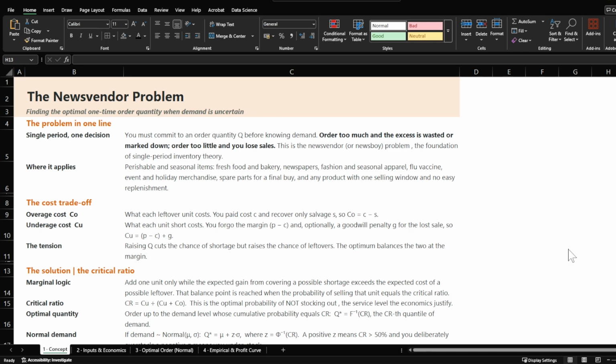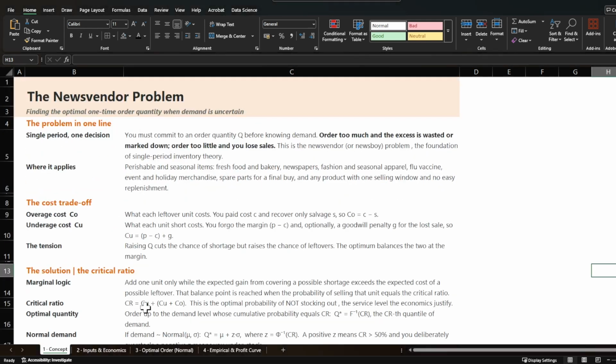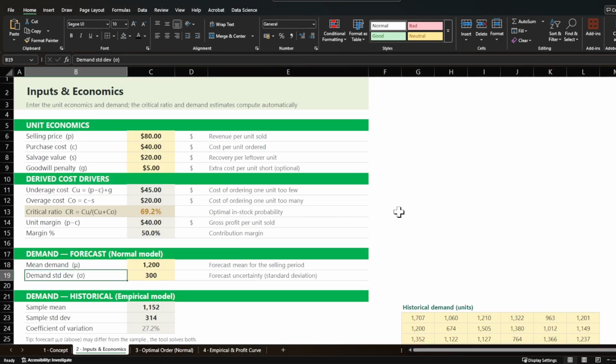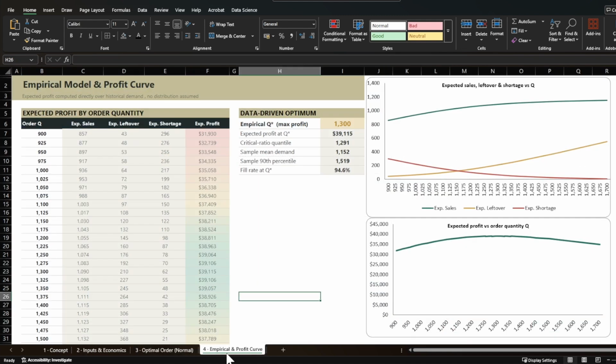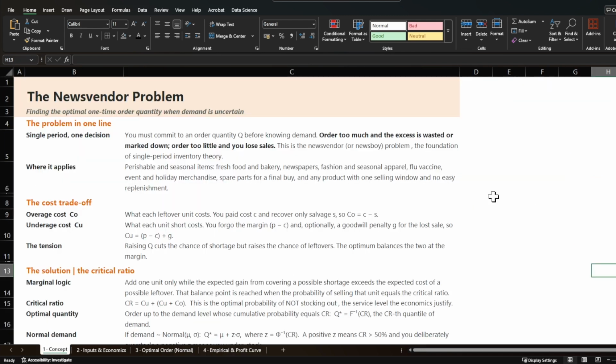Today we are going to discuss the Newsvendor problem, what exactly it is, how to solve it with the help of Excel, and how it is related to the prevalent supply chain problem. We will be discussing the conceptual part, then how to set it up in Excel, then various ways, like a statistical way and the empirical way, by which we can solve this problem. So let's start. Let's understand what the Newsvendor problem is.